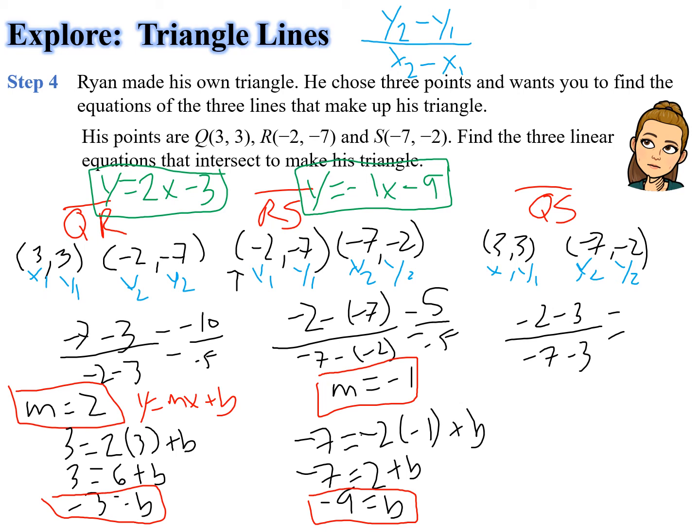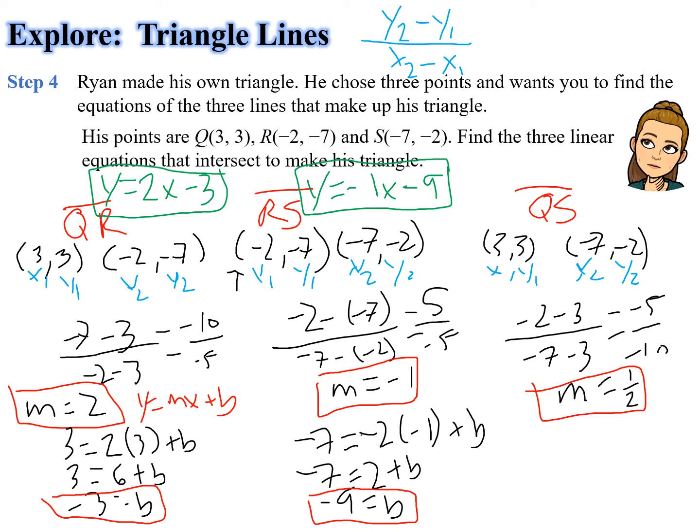Well, that turns into negative 2 minus 3 is a minus 5. Negative 7 minus 3 is a minus 10. So my simplified slope, negative over negative tells me positive. 5 divided by 10 tells me 1/2. In this case, my simplified slope is 1/2.